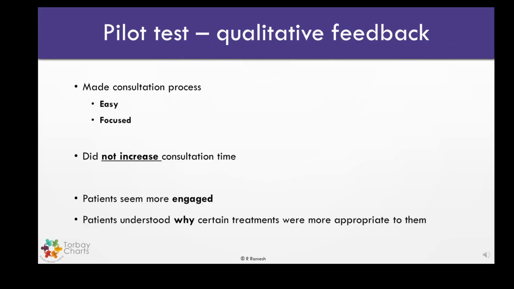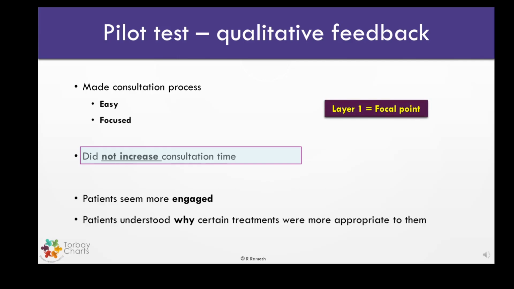The practitioners felt that the use of the Torbay chart during consultation made it easy and focused. More importantly, they felt that it did not increase the consultation time. Printed Torbay charts served as a focal point for exchange of facts, leading to a very engaging conversation. Patients seemed to understand why some options were appropriate and why some were inappropriate for them. The Torbay chart truly gives a personalized, fully informed treatment choice and is thus likely to meet the expectations set in the Montgomery verdict.